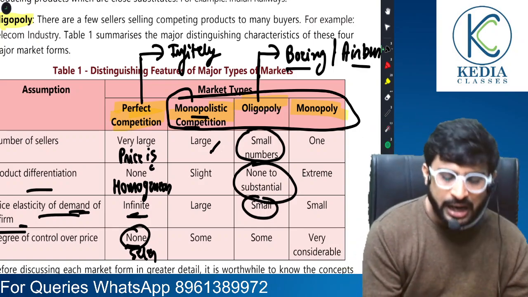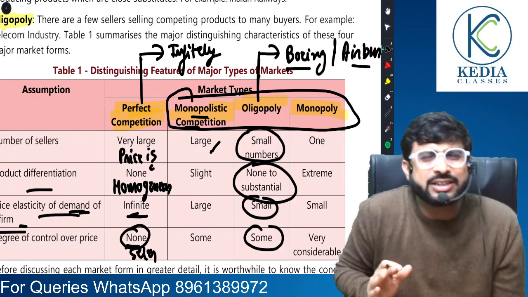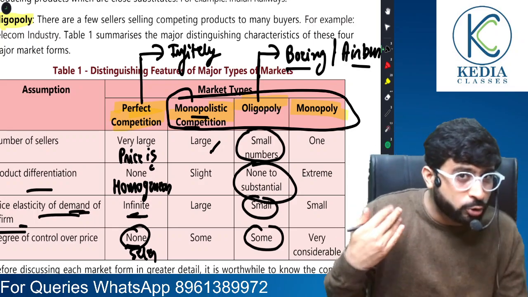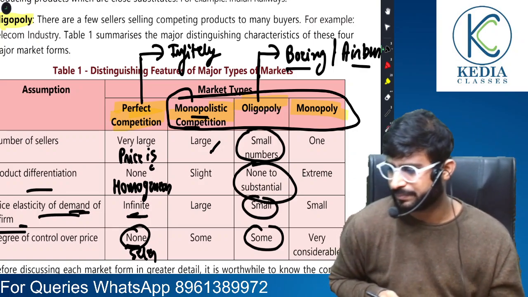Right, sir. And degree of control over price, oligopoly, some, because each seller is deciding their own price, so they can have a control over their price, but they also have to see what competitors are charging, and that is why I have written some.